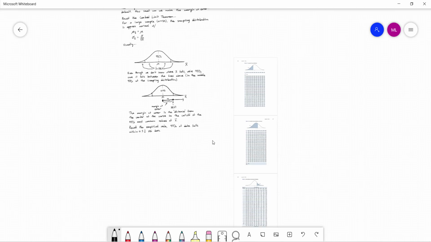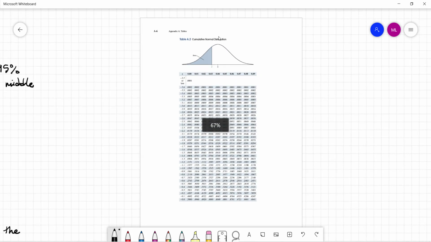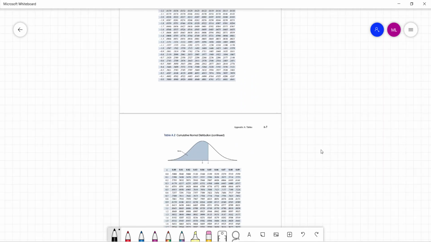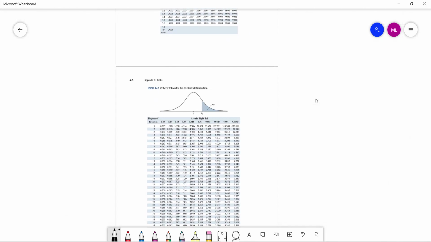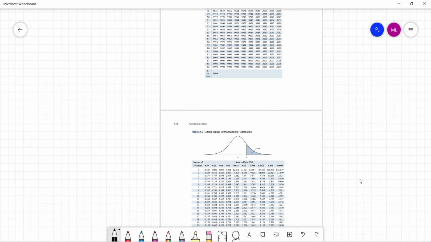These are the normal distribution, what we call the Z tables. We're also going to be using this table here, which is the one for something called a student's T distribution, which we will talk about shortly. But all of these tables will be useful.